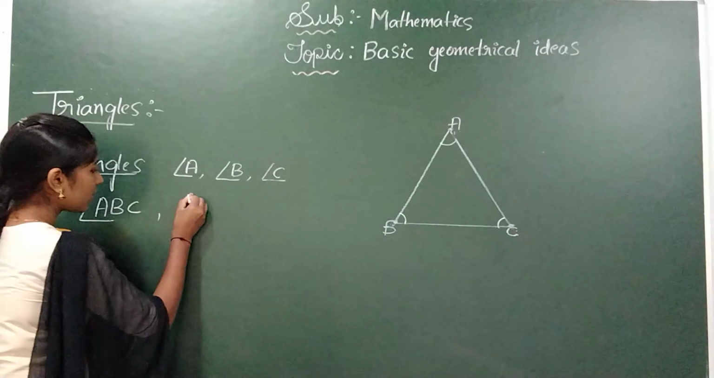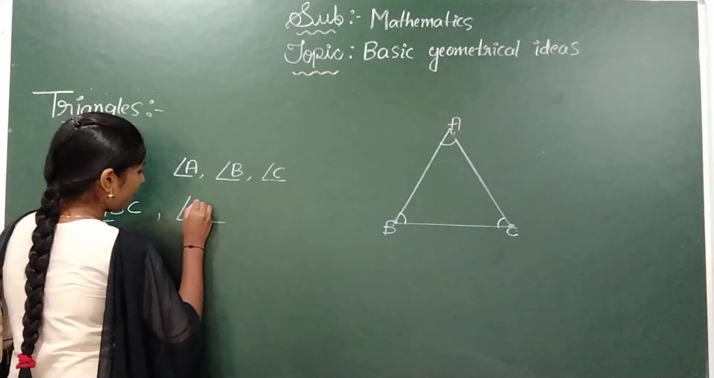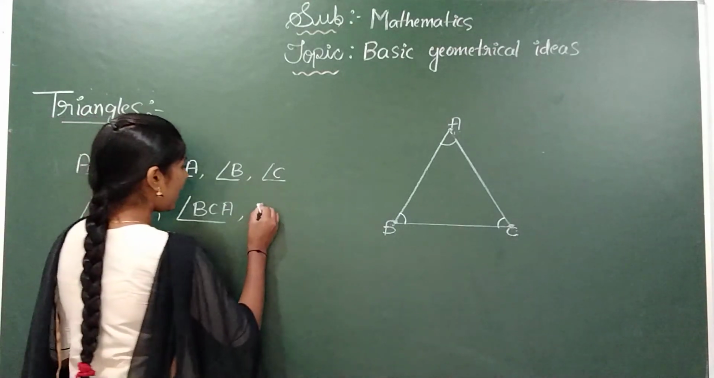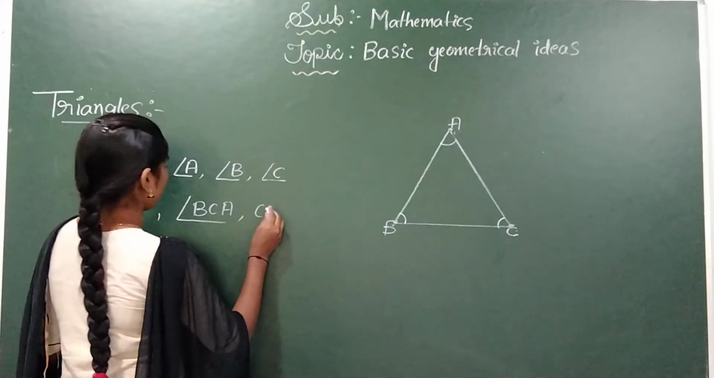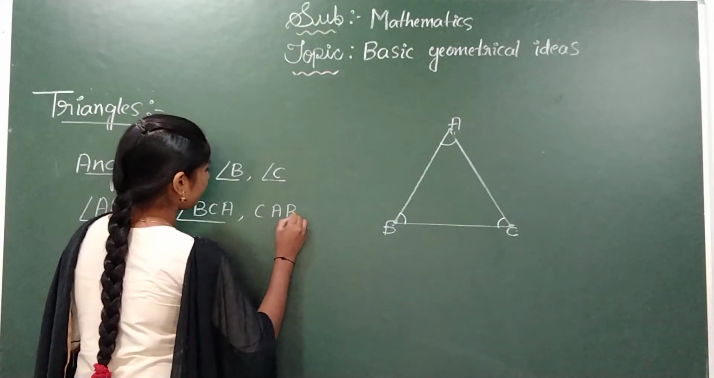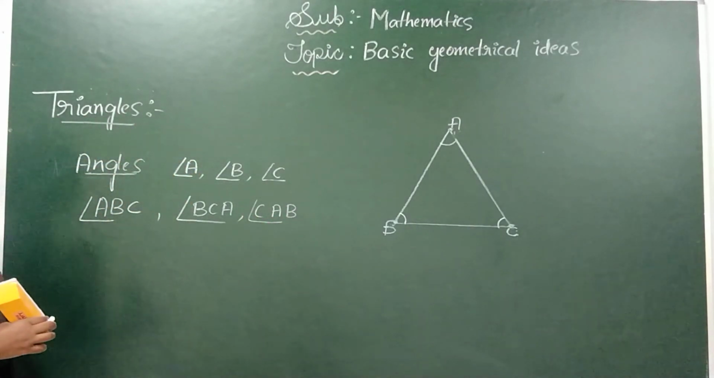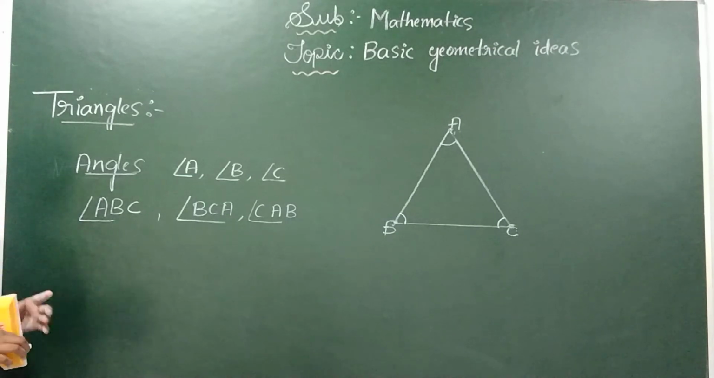The next one is angle BCA. The next angle is CAB. These three are the angles. This is about the angles of the triangles.